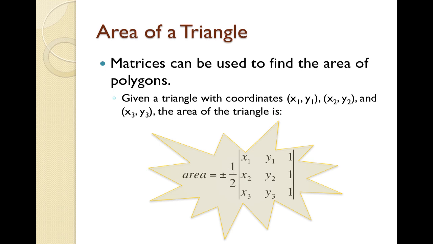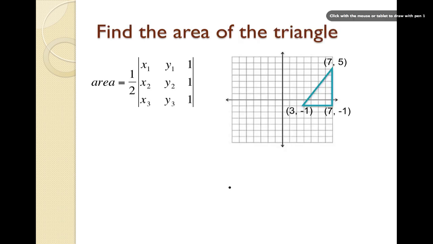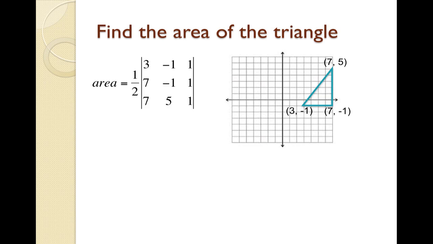Okay, so let's actually put this into use. We need to find the area of the following triangle. First, we've got our formula: area equals 1/2 times our matrix for the area of a triangle. Now let's swap this and put in our points. So now we get the area equals this matrix. Here are 3 different points: 3, -1, that's this point right here; 7, -1, right here; and 7, 5, right here. And then remember, we have to have this last column of 1s to solve.